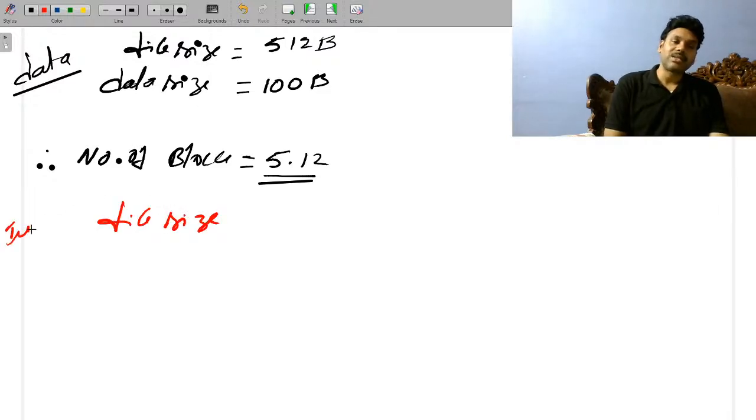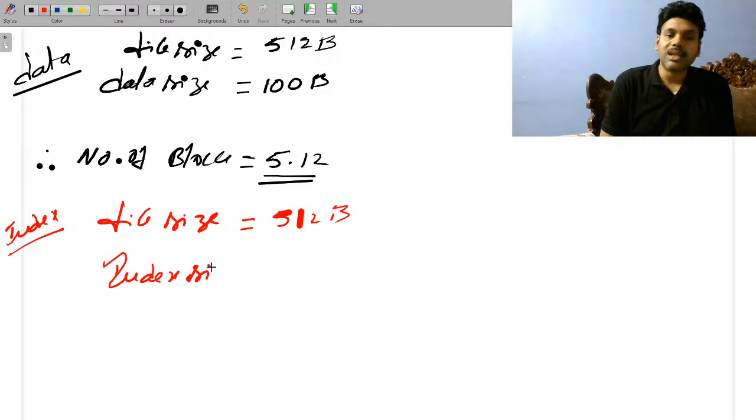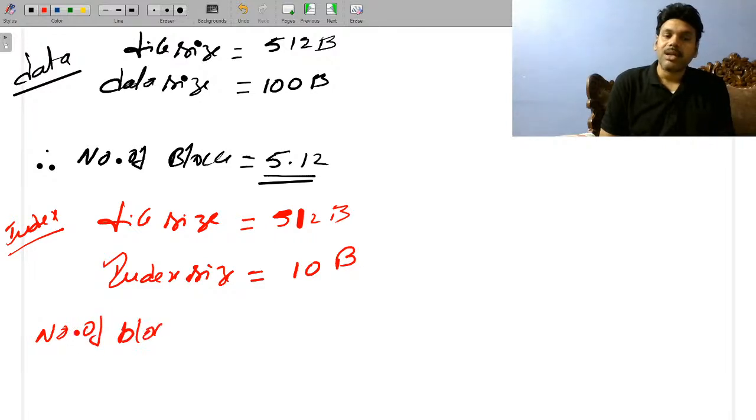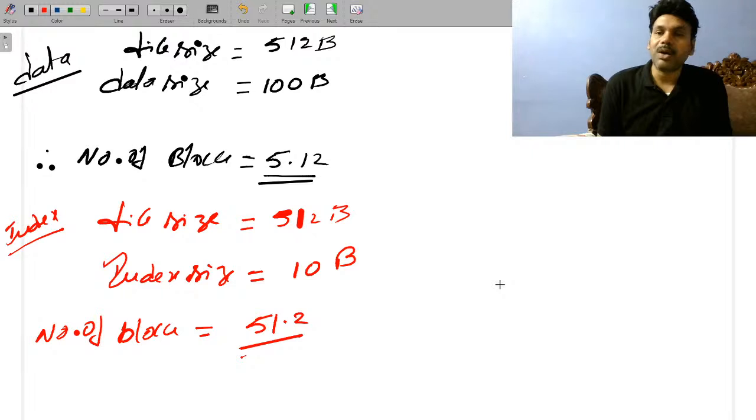Now see, again, this is for the index. File size I can say like this, 512 bytes, and your index size is always lesser than your data size only. I say 10 bytes. So how many blocks do I need? I can confirm that the number of blocks I need is something like 51.2. So I can allocate 51.2 blocks for storing what you access.